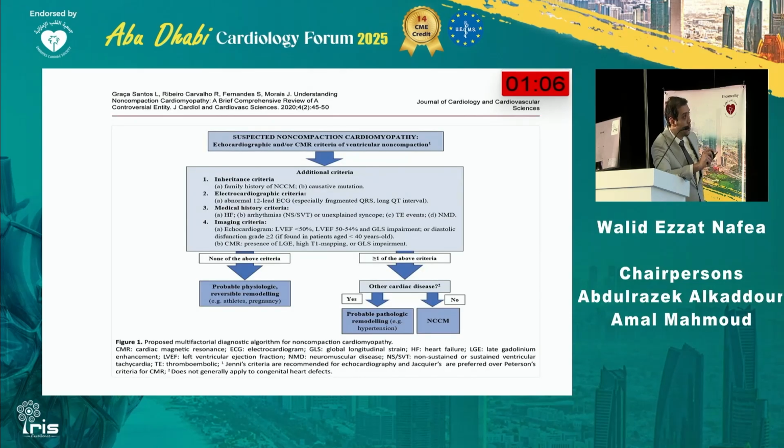So we have 2 algorithms to diagnose LV non-compaction. If we go to this algorithm, the initial criterion of family history is not present. Medical history: the patient is currently asymptomatic. Imaging modality: we have LV ejection fraction below 50%, yes. We have impairment in the GLS, yes. Diastolic dysfunction, yes. And if the patient has one of the above or more, and nothing else explains the LV non-compaction, then the diagnosis should be non-compaction cardiomyopathy.